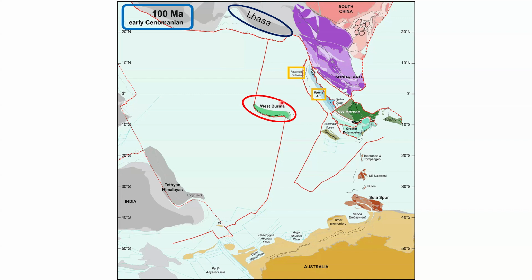Myanmar, West Burma is eventually going to slide past, rotate around, and collide in here over the next 60, 70 million years. So there's subduction zones all the way around. East Java is now sliding up to collide over in this area.